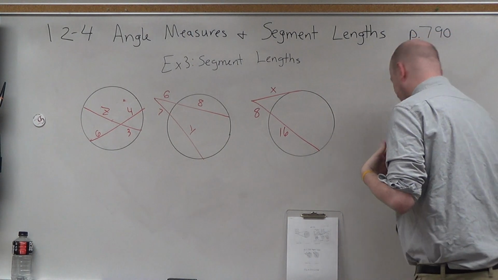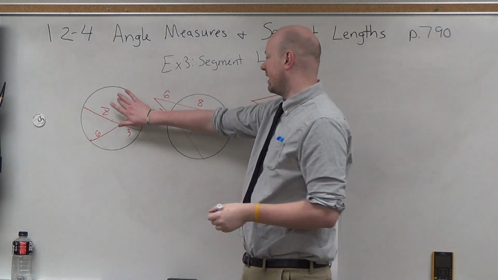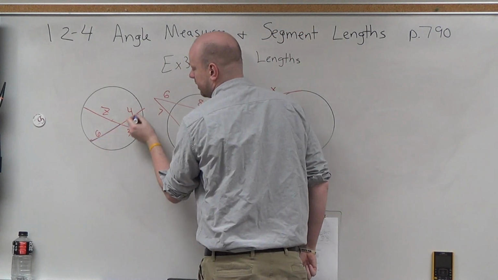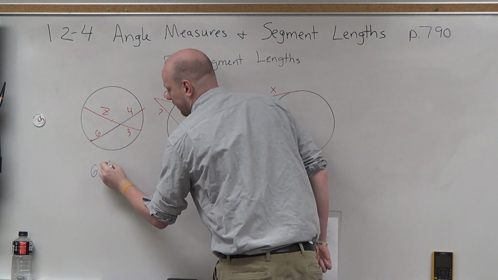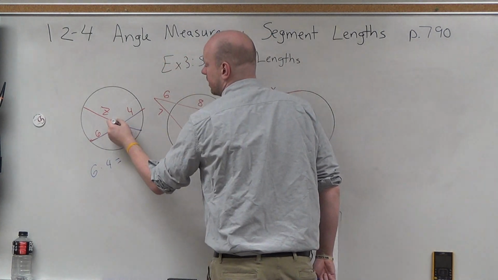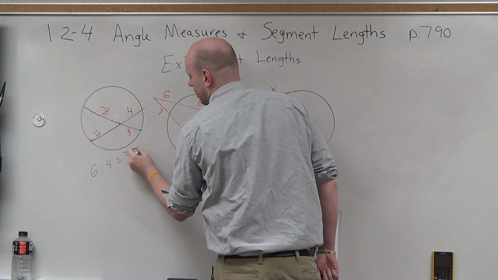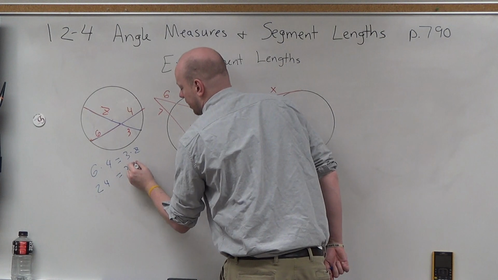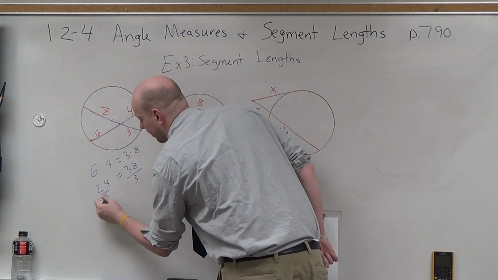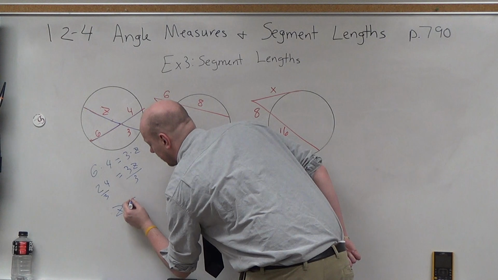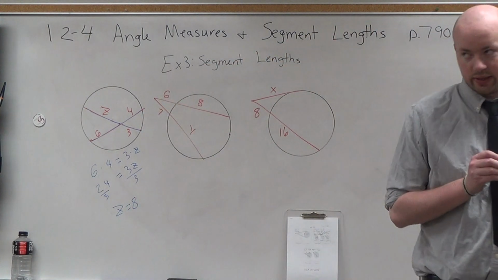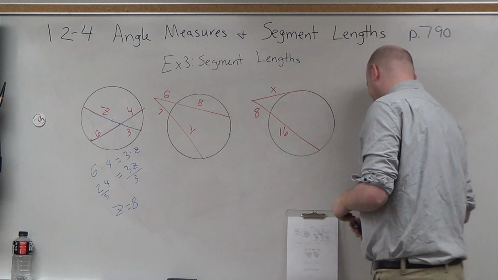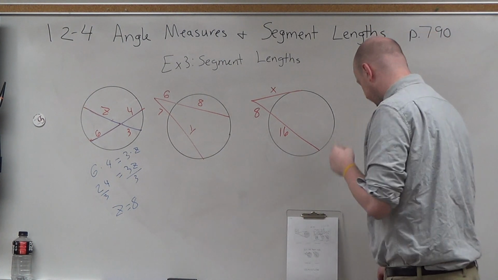So let's start with our far left one. So again, it's inside the circle, so I can just multiply the values that are in the same segment. So I get 6 times 4 equals 3 times z. So 6 times 4 is 24, 3 times z, 3z, and then I can just divide by 3, so z has to have a length of 8 units. Well, I got 8 in all 3 of them, that's kind of crazy. Okay, moving on to the next one.